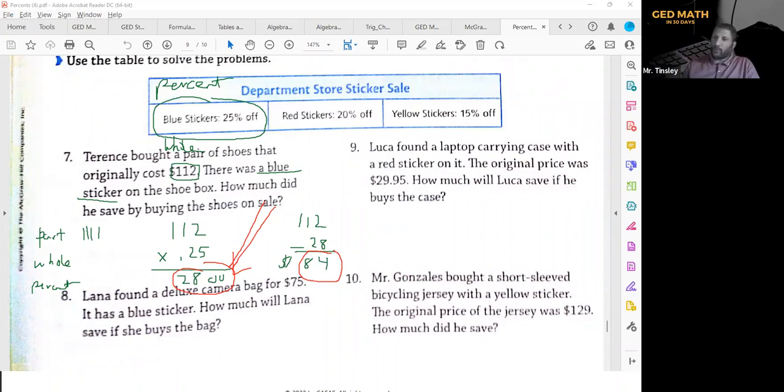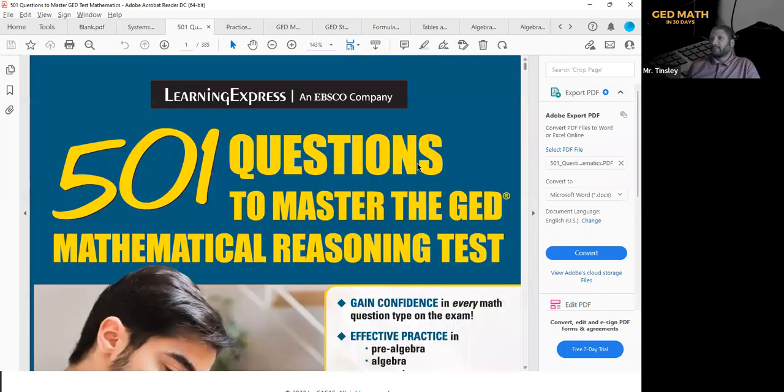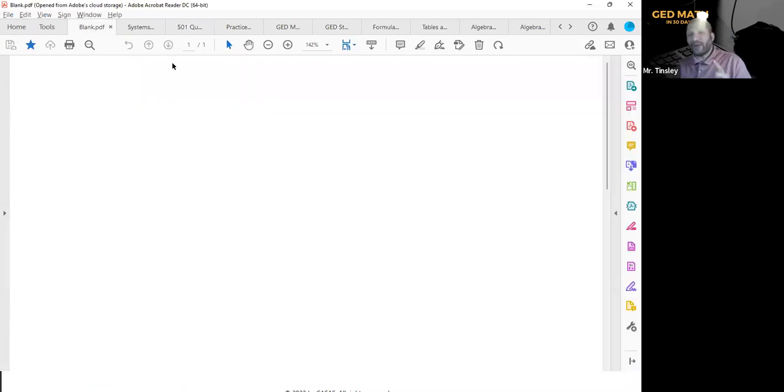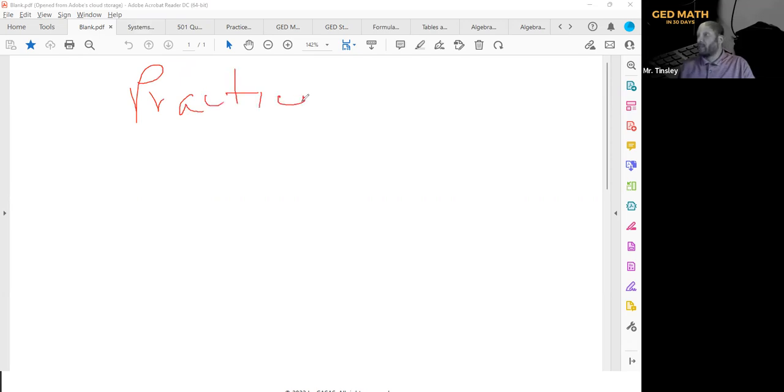That's how all these word problems work. Look what I just did. Somebody had a book, because I scour the internet every day. Look at the name of this book: 501 Questions to Master the GED. What? That's a whole lot of work. But the key point you've got to realize is, when you see 501, you say, oh my God. But the key thing that 501 is telling you is that the only way you're going to pass this GED is you have to practice, practice, and practice some more.